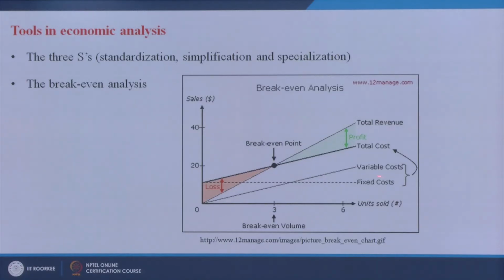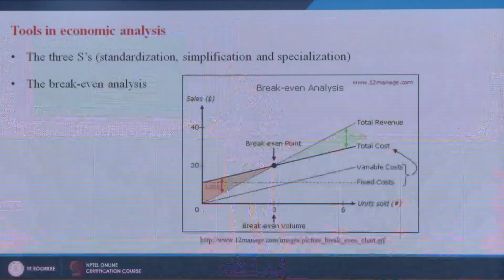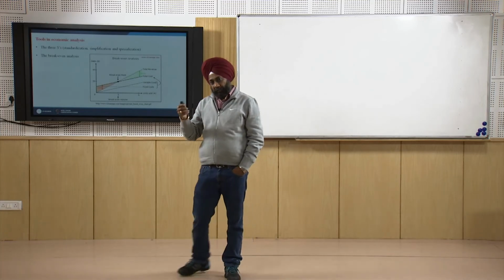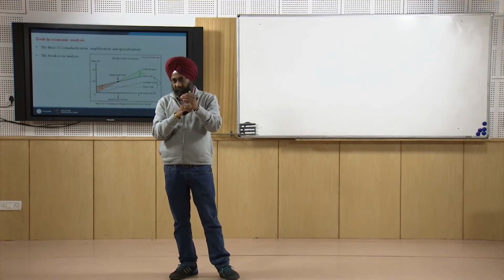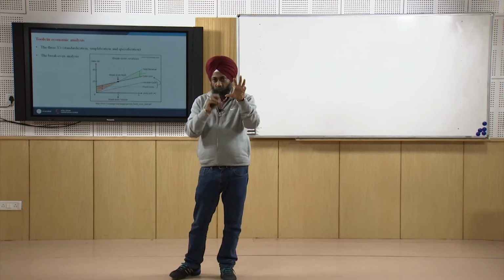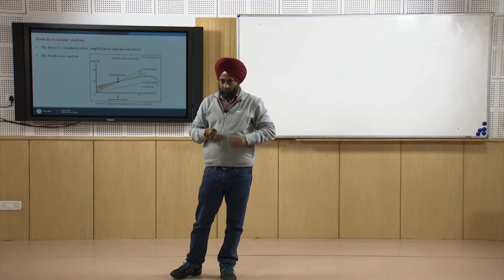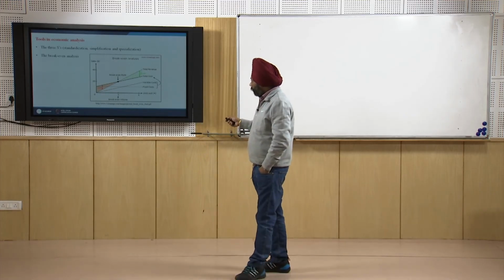They have the data related to the fixed cost, they have the data related to the variable cost, and then based on the total cost and the variable cost, they draw this total cost line. The sales volume multiplied by the profit per product will give you the total revenue. Or, the total revenue can be the number of products sold multiplied by the price of the product, so that will give you the total revenue.